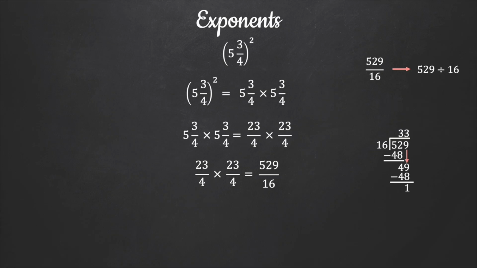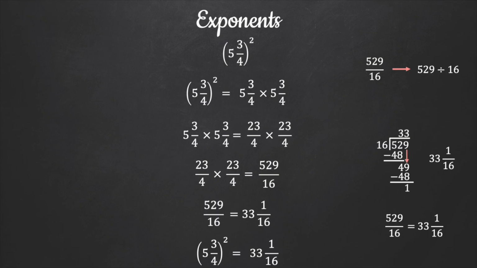So 16 goes into 529 33 times, so that's our whole number. We have a remainder of 1, so that's our numerator. And then we're dividing by 16, so that's our denominator, because it takes 16 parts to make a whole. So 529 over 16 is equal to 33 and 1 over 16. So that means that 5 3/4 squared is equal to 33 and 1 over 16. And that's it.